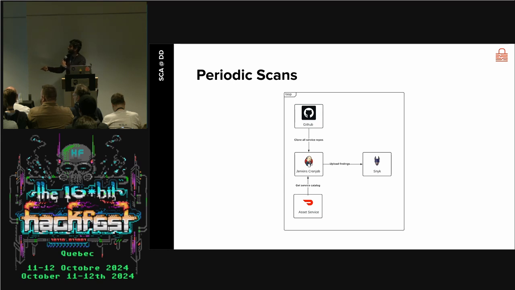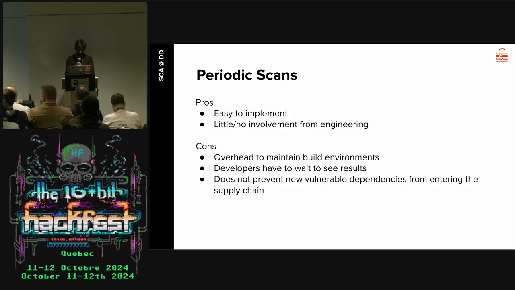So this is how we implemented this at DoorDash. We have a Jenkins cron job that runs, reaches out to an internal service called asset service, which contains a catalog of all of our assets. We clone those service repos, run our vendor CLI tool, and upload the findings to our vendors. So this has some advantages in that it's easy to implement with almost little to no involvement from engineering.